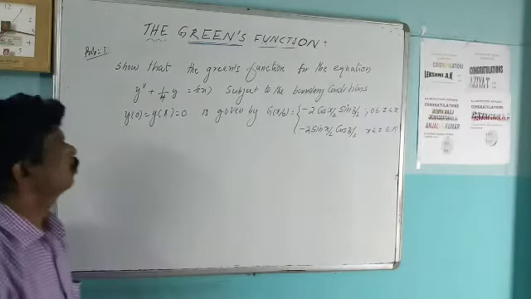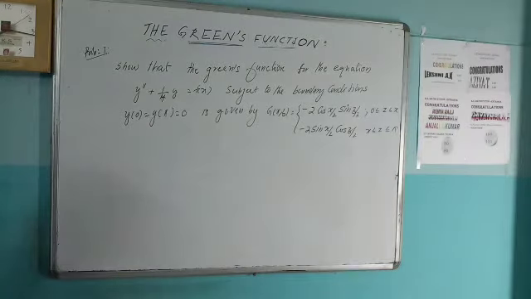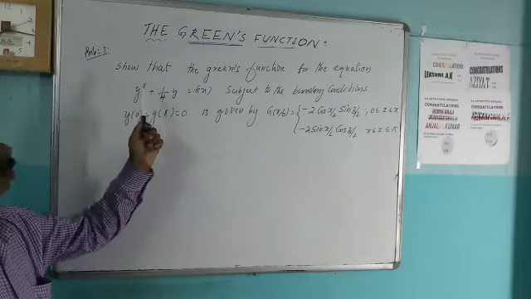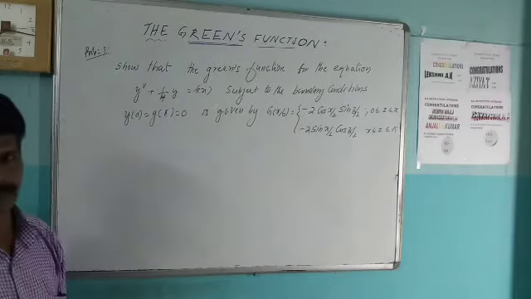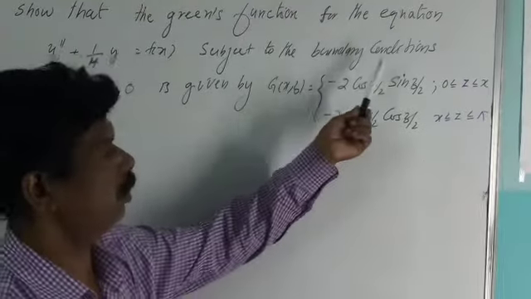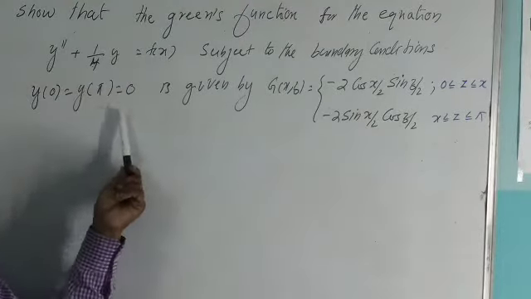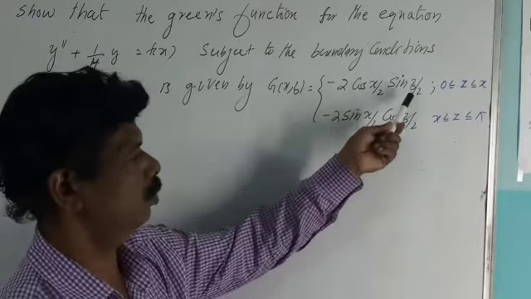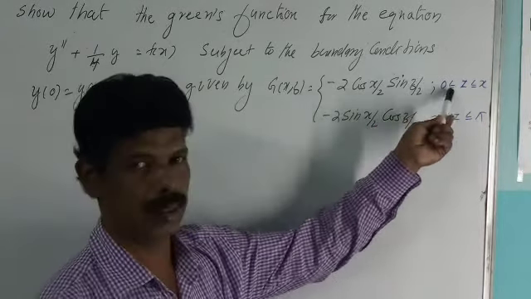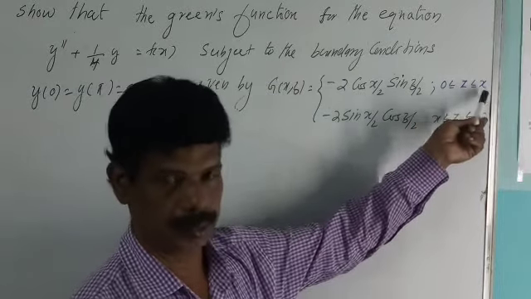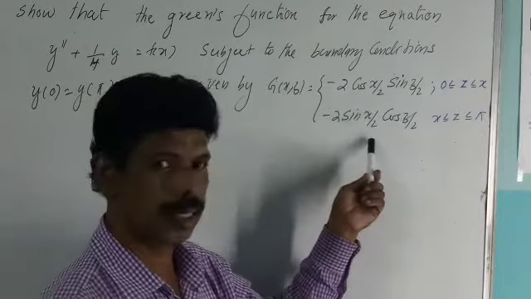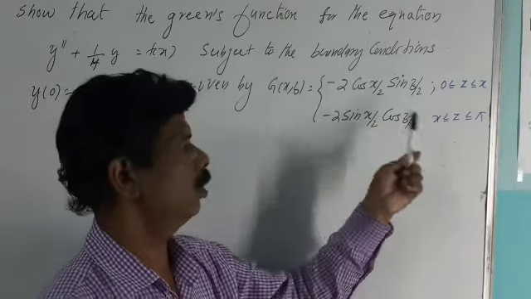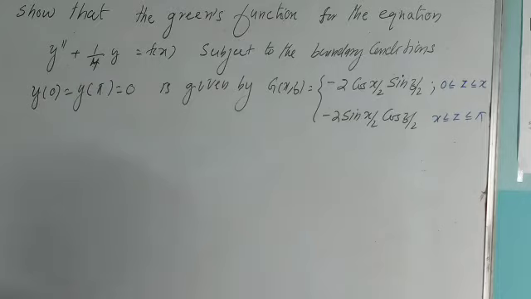x less than or equal to z, less than or equal to pi. Show that the Green's function for the equation y double dash plus 1 by 4 y equal to f of x, subject to the boundary conditions y of 0 equal to y of pi equal to 0, is given by g of x, z equal to minus 2 cos x by 2 sin z by 2, 0 less than or equal to z less than or equal to x, minus 2 sin x by 2 cos z by 2, x less than or equal to z less than or equal to pi. So here we have to find out the Green's function.